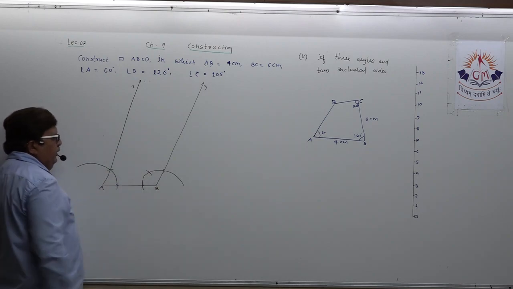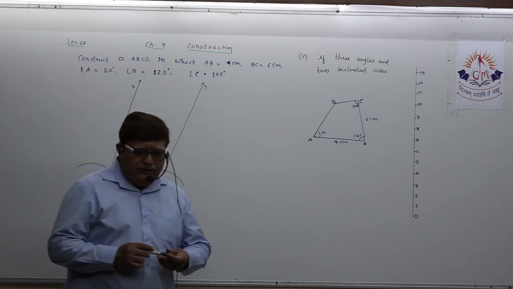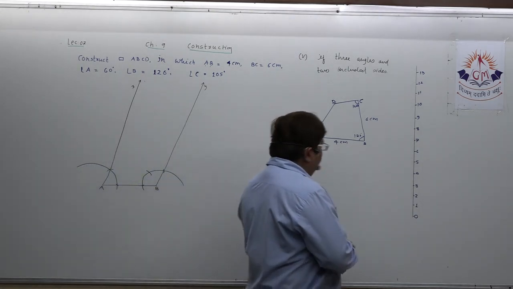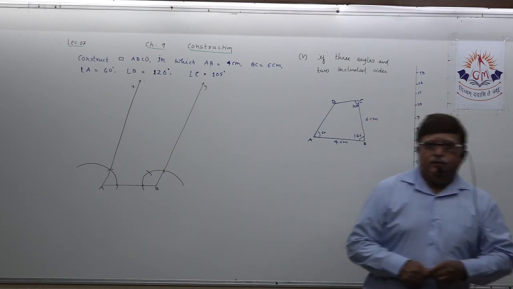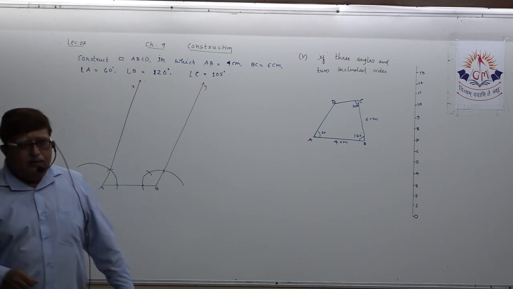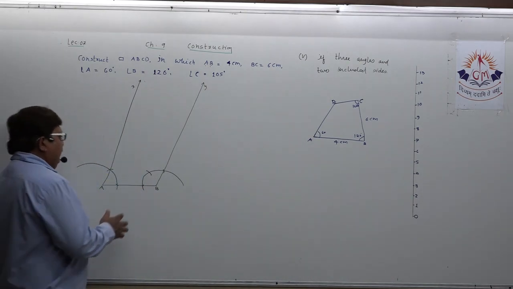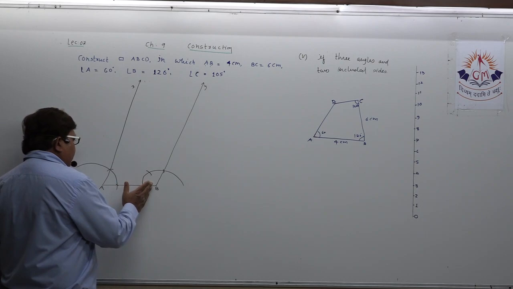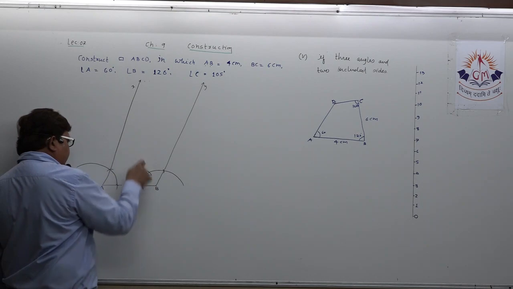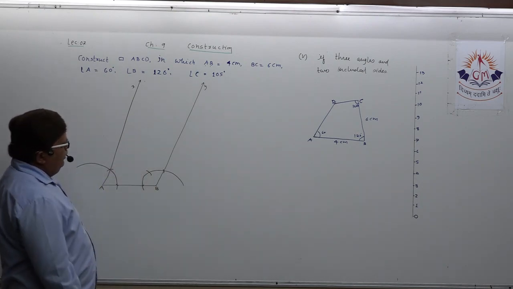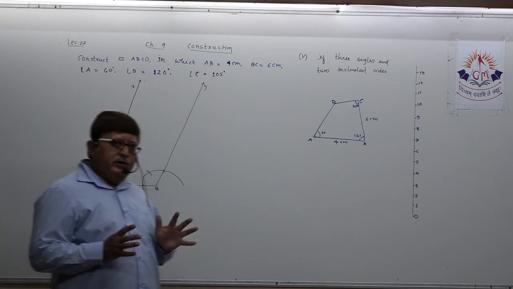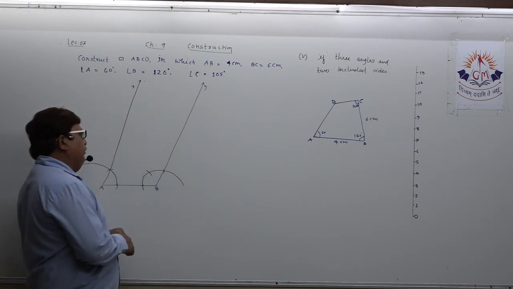Here 60 degree, here 120 degree. First you just try to construct both the rays this way. First ray, that is ray AX, to ensure that angle A becomes 60 degree. Then another ray which is constructed by us, ray BY, to ensure that angle B becomes 120 degree. First you try to accomplish this part of the construction. Understand?